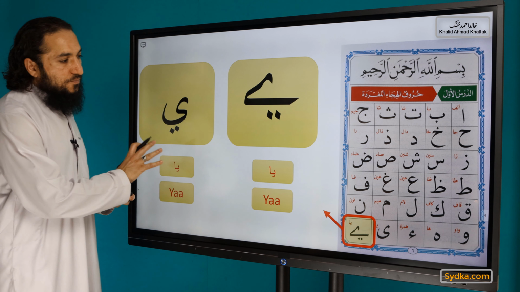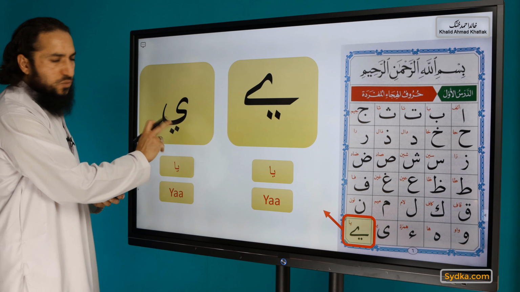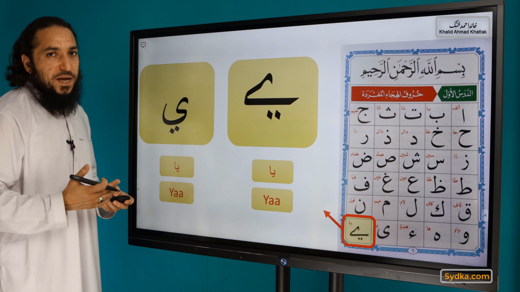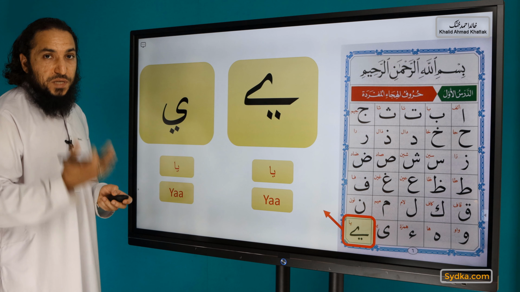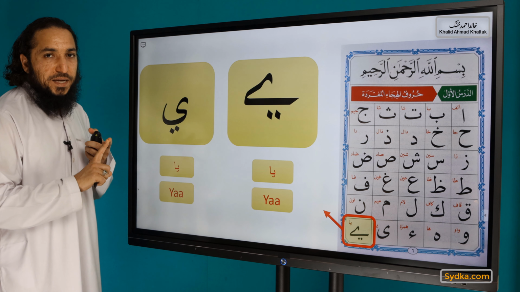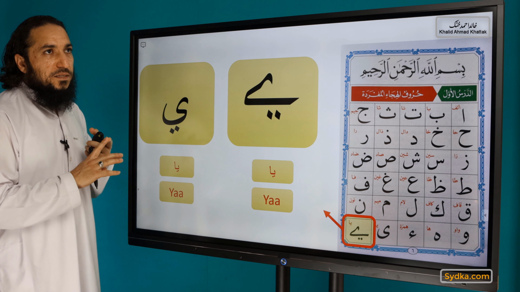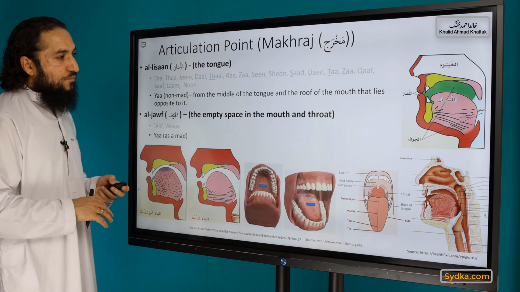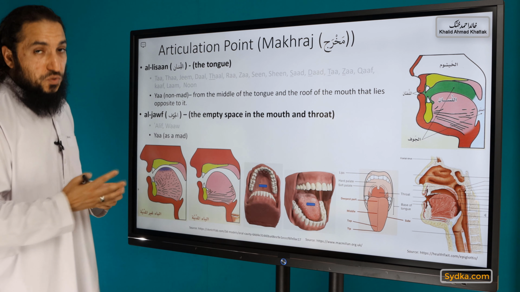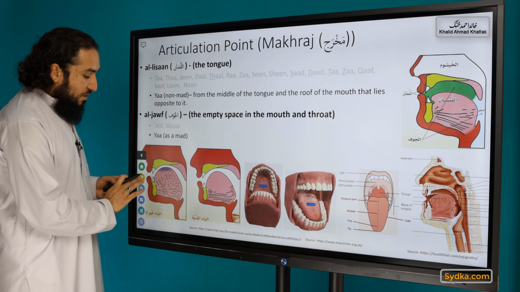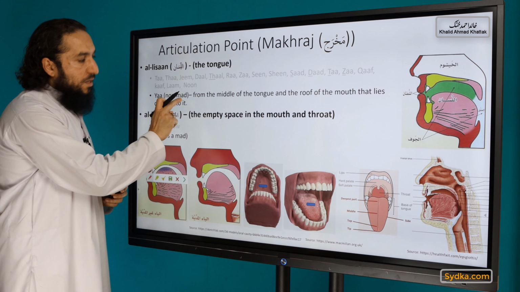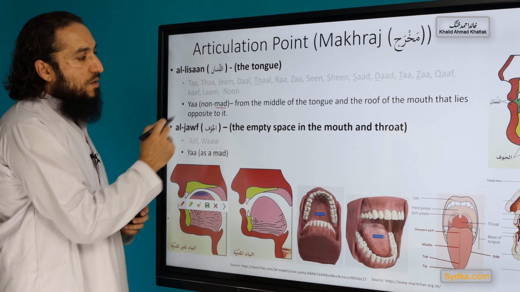If you write like this or that one, but mainly you will see it like this. So it is pronounced as Ya, and there are two sounds. One, if it's a consonant, is I, the second part of I, and if it's a vowel, then it is E, the second part of E. It's long. It is one of the long vowels. So it has two articulation points, because it has two different sounds. If it is non-mad, it's not mad. It's non-mad.